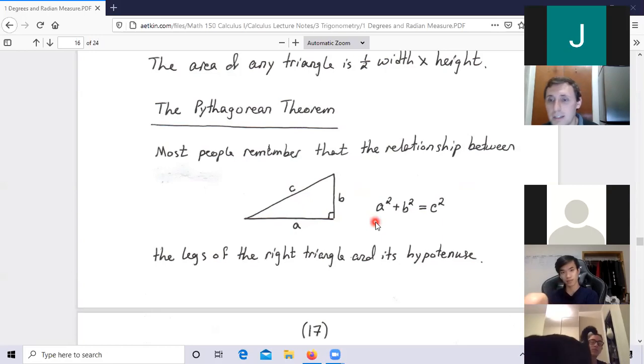Oh, I see a cat. Why? Do you know why? All right, so I don't know.